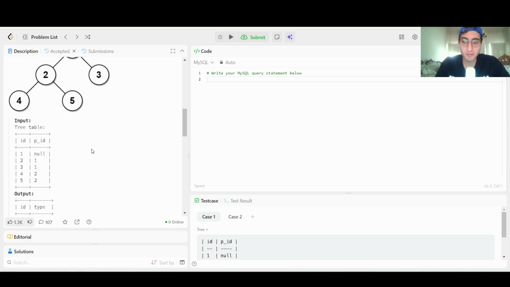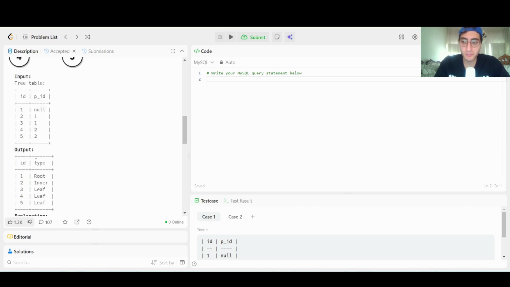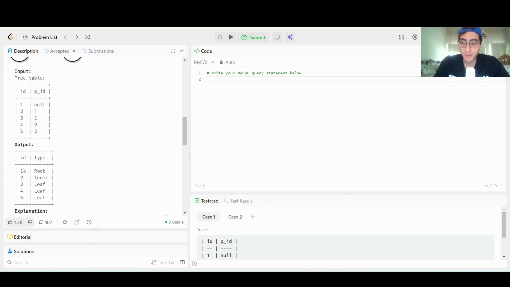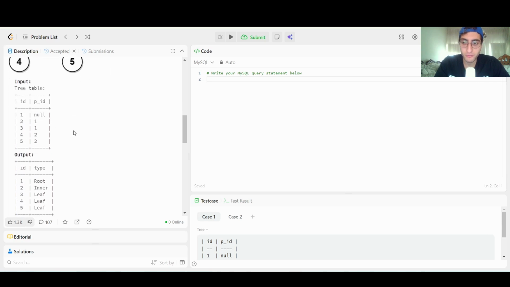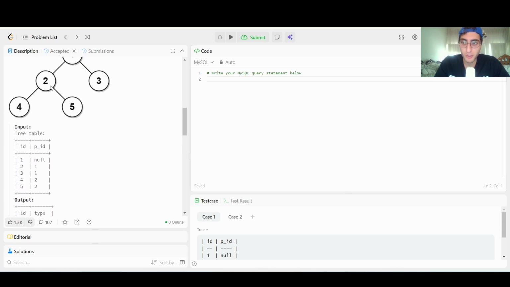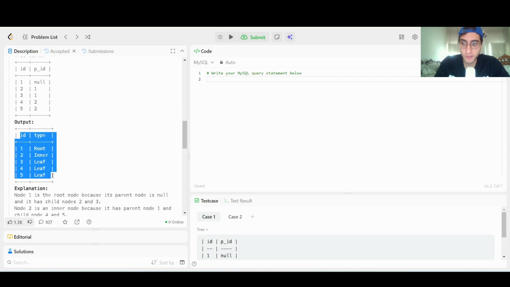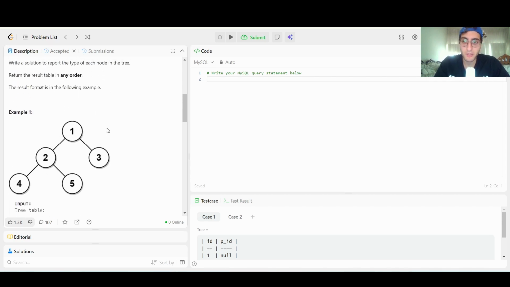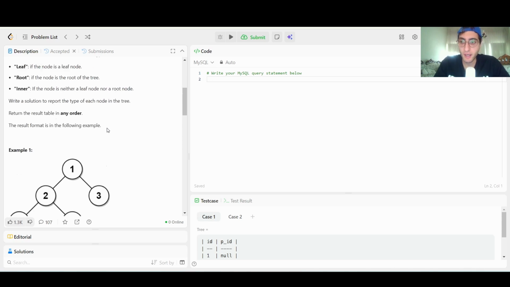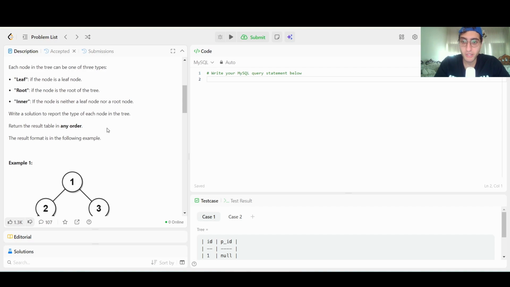What's asked of us in this problem is, given a tree table that has those two columns, ID and parent ID, we need to output this table and identify what each node in our tree is. To illustrate, node 1 is a root node, nodes 3, 4, and 5 are our leaf nodes, and node 2 is our inner node, and that's exactly what we return: the type of node for each ID. In this problem, we're going to be tackling some expressions and functions that we haven't seen on this channel before, like subqueries. With all that out of the way, we can get started.